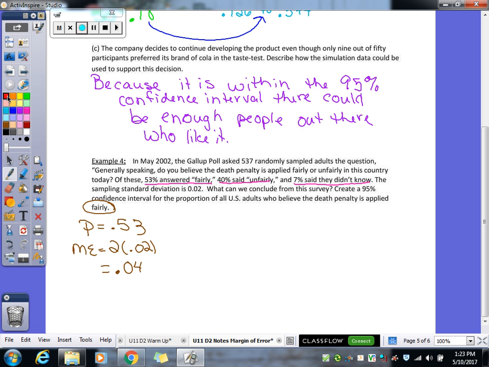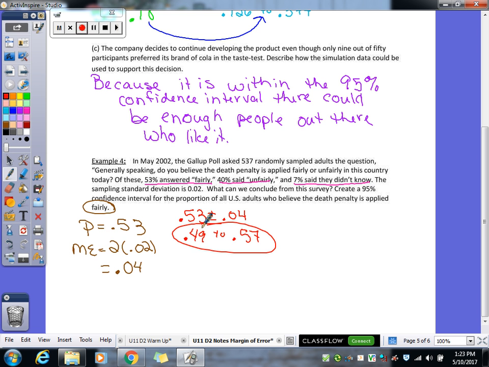Then for our confidence interval, it's going to be our 0.53 plus or minus our margin of error of 0.04. So let's subtract those. 0.53 minus 0.04. What do we get? 0.49 up to, so 0.53 plus 0.04 would be 0.57. So there's our 95% confidence interval. We're saying from 49% to 57% believe that it's applied fairly.